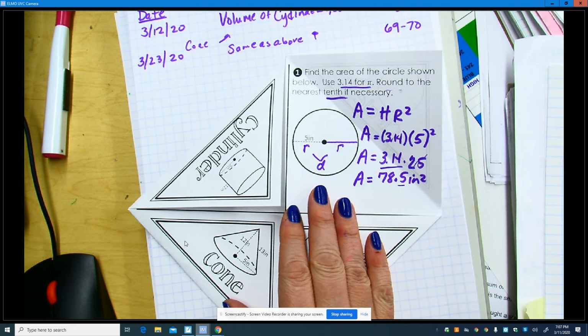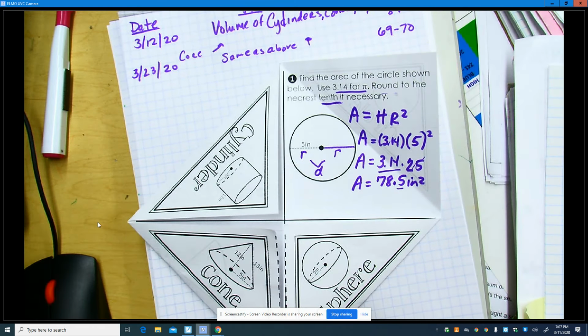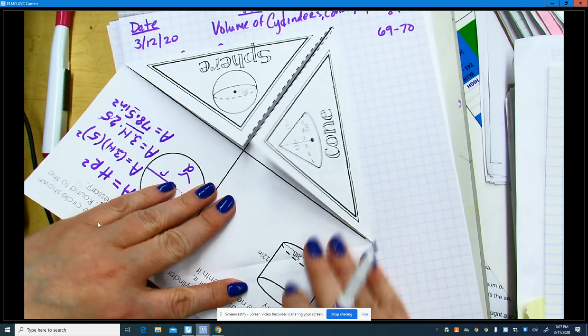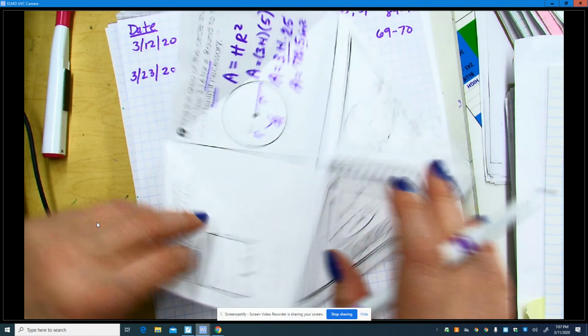Know how to find the area of the two-dimensional circle. Let's go on and talk about volume. So let's go ahead and start with the cylinder, I think. We should all be familiar with some cylinders in our life.